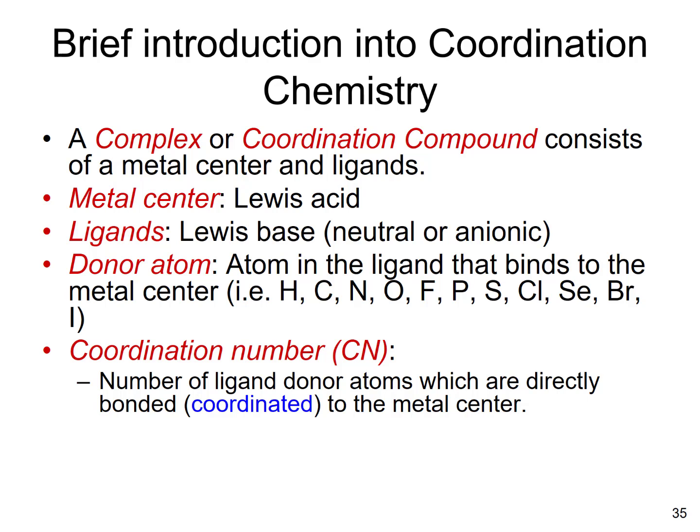Now the Lewis bases can be neutral or anionic, and they bind to the central metal using a specific atom which is called the donor atom. There are various types of different donor atoms that are applicable. For example, you can even have a hydrogen or a hydride. You have carbon, nitrogen, oxygen, etc., as donor atoms. And the number of ligands that bind to a metal center is called the coordination number.